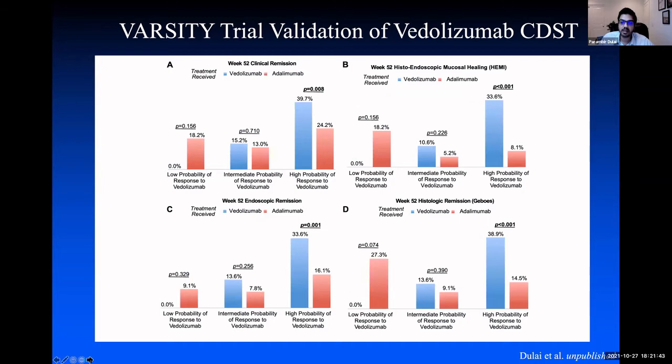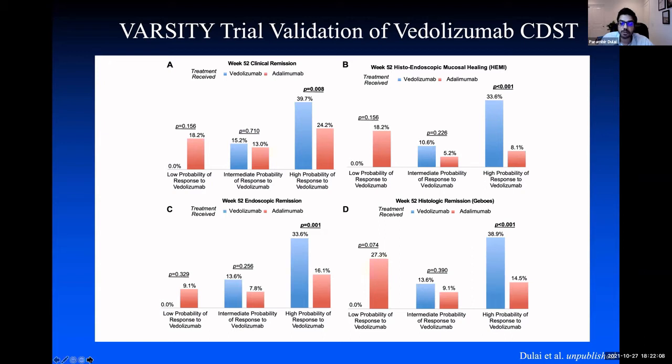So when you stratify the clinical trial by their baseline probability of vedolizumab, and you look at clinical remission, which is bar A, it was the high probability group where you saw in the blue bars a significantly higher rate of clinical remission with vedolizumab versus adalimumab, whereas in the intermediate probability, they were comparable, and in the low probability response to vedolizumab, adalimumab actually looked like it might have been favored.